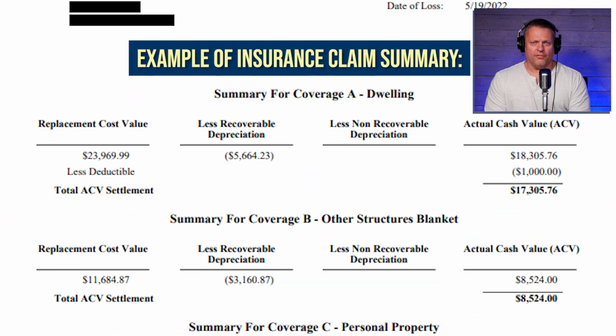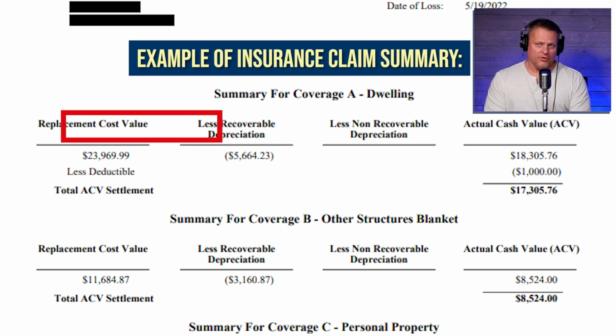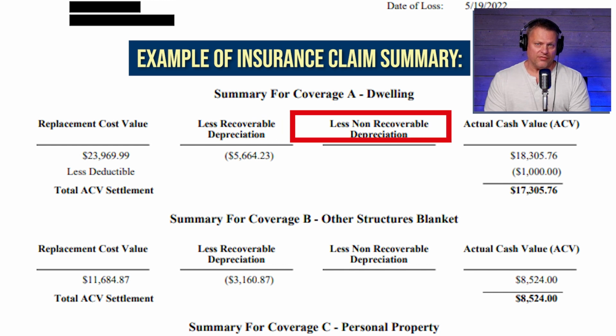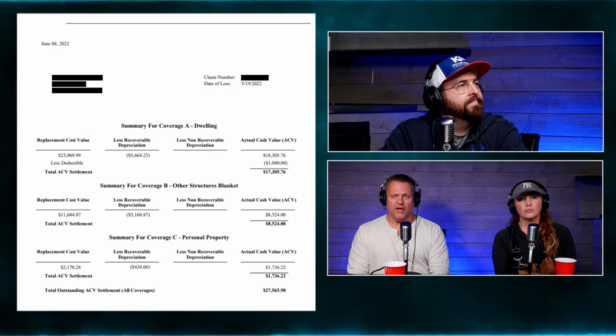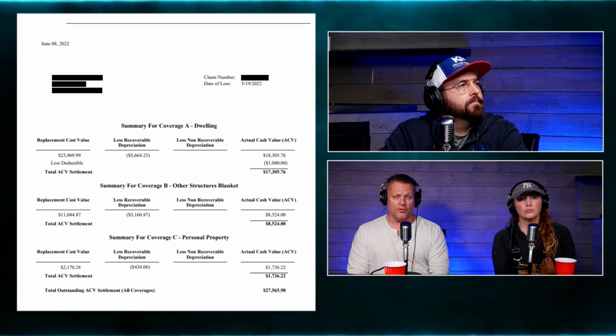Yep. So this is the first page of this example claim, and you can see even there it has replacement cost value, less recoverable depreciation equals the actual cash value, and then you can see where they took the deductible out of the ACV. So you'll see this in multiple places on the claim, and I know if we advance to, I think it's the third page.